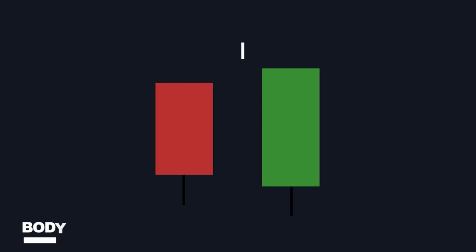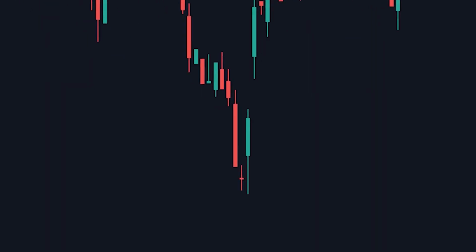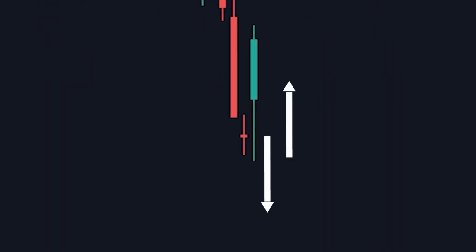First, there's the body, which shows the range between the opening and closing prices. Have you ever wondered how traders determine this range? Next, we have the wick, also known as the shadow. It reveals the highest and lowest prices reached within the day. Can you guess why this information is important for traders?